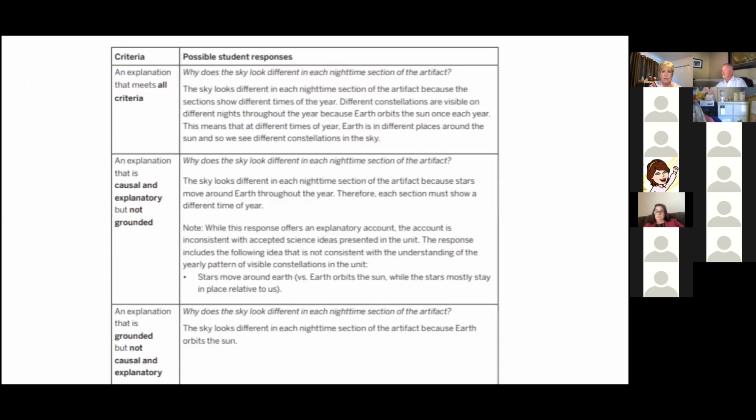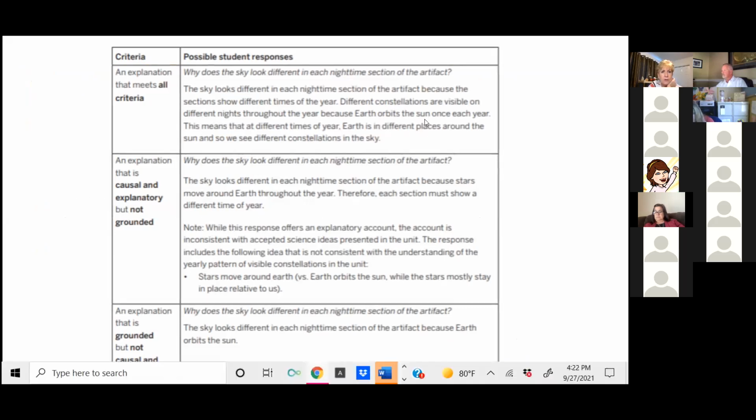So here you see that, at the top, you've got an example of an explanation that meets all those criteria. And you notice it's only like 3 or 4 sentences long. They're just really well-constructed sentences. And if you've got that unit wall up with the key concepts that you have added to it, and kids are used to referring to those key concepts as they're writing, I think that will really be helpful.